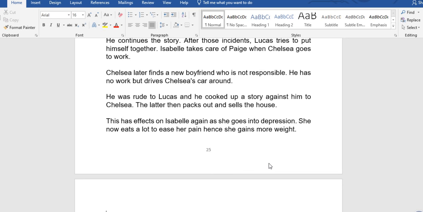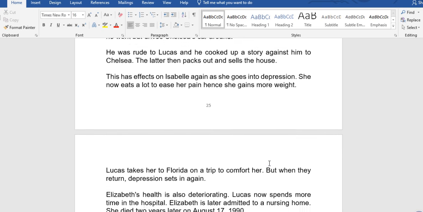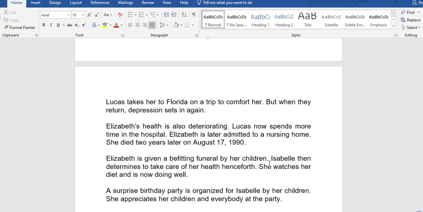This has effect on Isabel again as she goes into depression. She now eats a lot to ease her pain, hence she gains more weight. Lucas takes her to Florida on a trip to comfort her. But when they return, the depression sets in again.